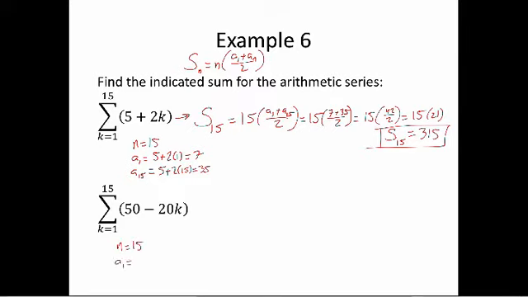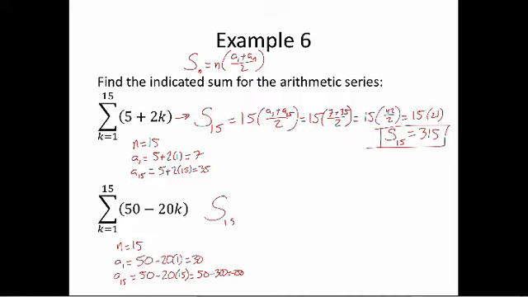We've got a sub 1 equals 50 minus 20 times 1. That ends up giving us 30. A sub 15 is going to be 50 minus 20 times 15. So we've got 50 minus 300, which gives us negative 250. So the last term of that sequence is negative 250.